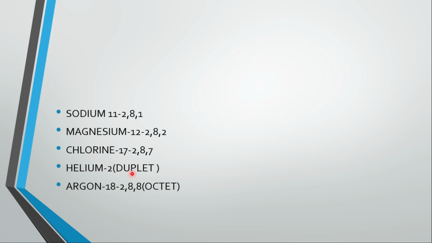Helium is having 2 in the last shell, and the last shell is the K shell in case of helium, and helium can easily be satisfied with the duplet. It need not have 8, 2 is a satisfied condition for helium. And you know hydrogen is having 1, so generally it tries to take 1 so that it becomes a duplet. And argon is another noble gas which has atomic number 18, so the configuration is 2, 8, 8. So 8 is already there, that is the octet rule is satisfied, and so it will not take or give any electrons.